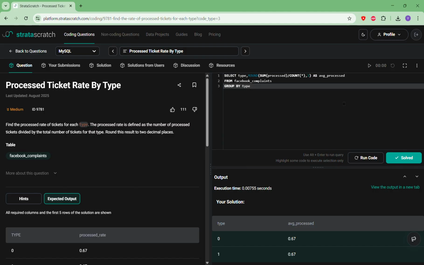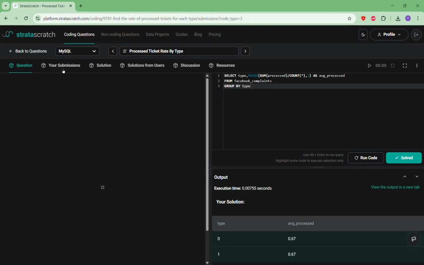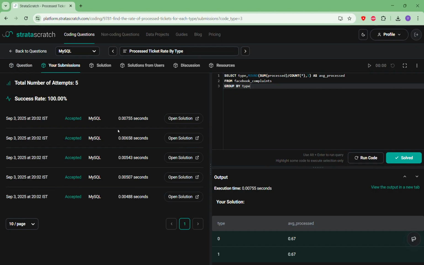So let's see the time. So in this question it took me 0.006. In the above one it took me 0.007. So taking average will take less time than adding the formula itself.